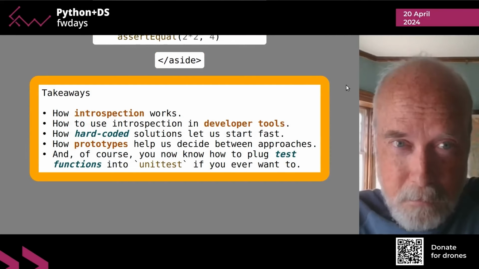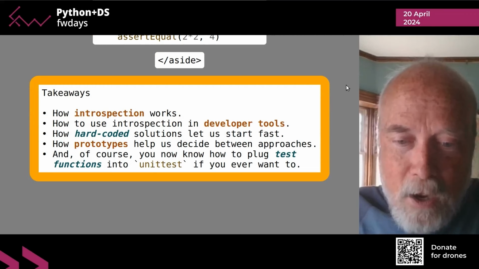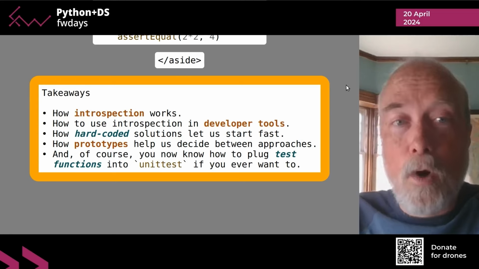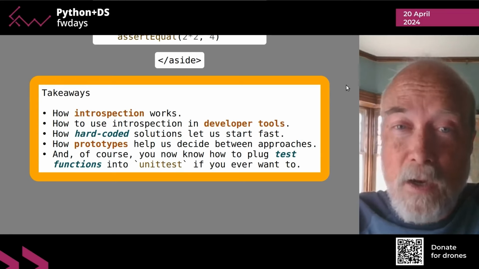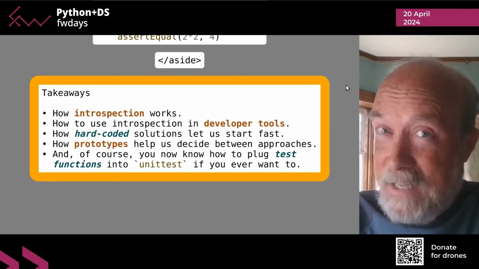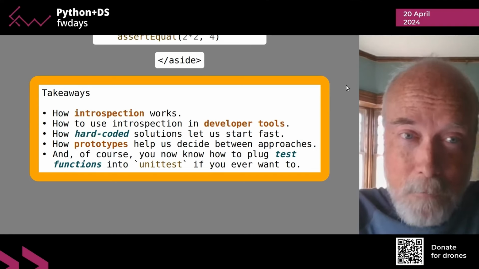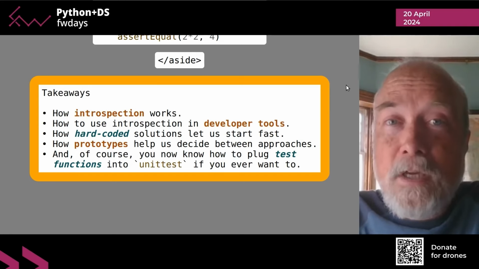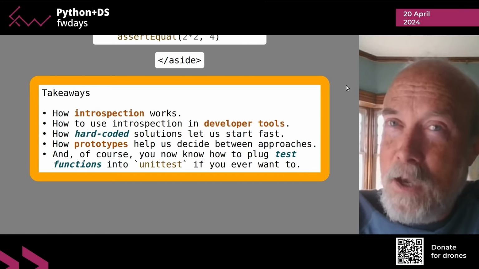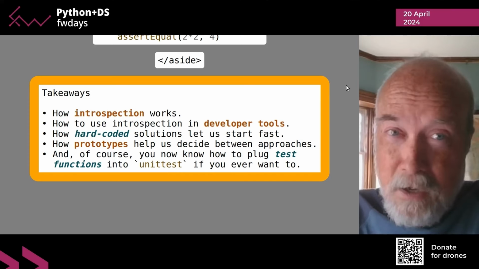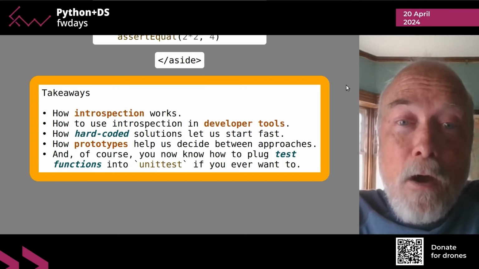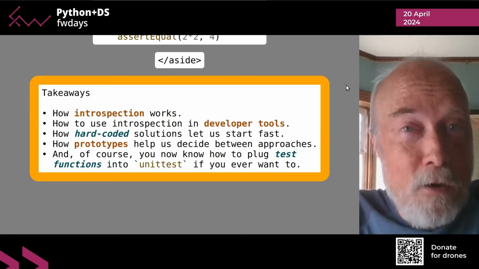Time to summarize with a few takeaways. I hope that you got a little glimpse, if you hadn't seen it before, of how easily Python introspection works and how to use introspection in developer tools. I hope you saw how hard-coded solutions let us start fast with very literal code and iterate. How prototypes help us decide between approaches. I often try to think, what approach do I want to take, and solve it by just thinking about it. Writing a little code often makes the difference more clear. And of course, in case you're ever curious, you now know how to plug test functions into unittest if you ever want to.